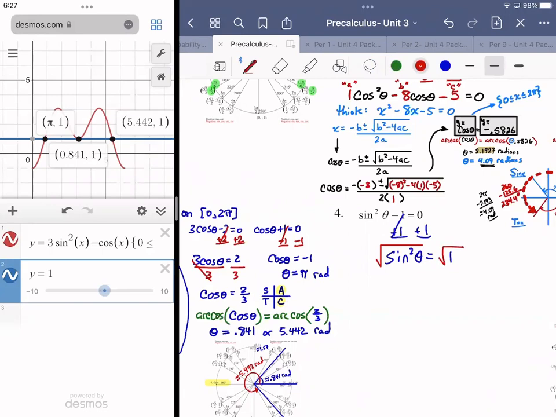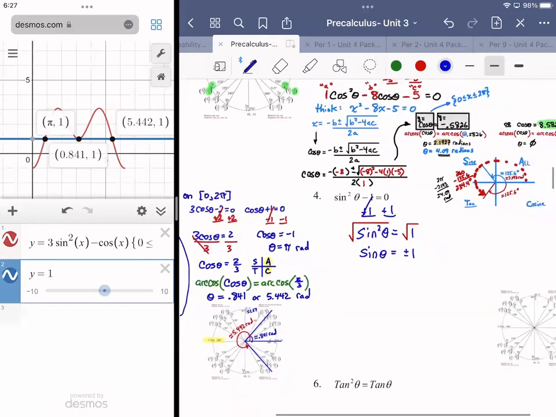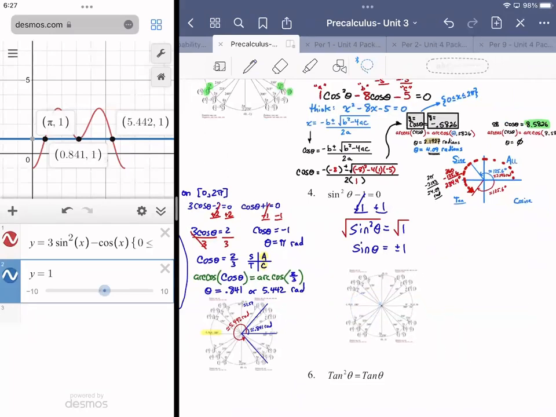Eventually, the square root of sine squared is sine. The square root of 1, when I take the square root of a number, I'm going to get a positive or negative, so plus or minus 1. So then I bring my unit circle back into the party here.